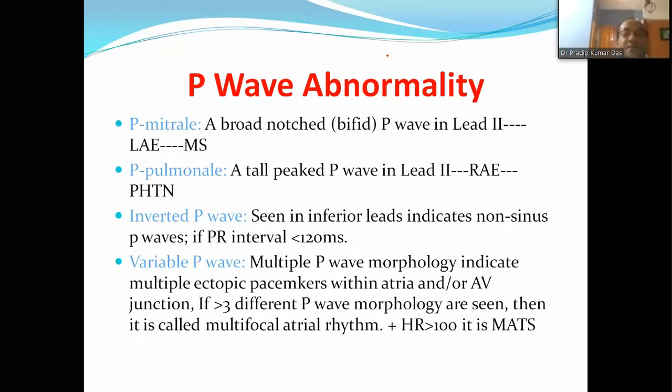Variable P waves, multiple P wave morphologies, indicate multiple active pacemakers within the atria or AV junction. If more than 3 defined P wave morphologies are seen, then it is called multifocal atrial rhythm. Plus, if the heart rate is more than 100, it is called MAT or multifocal atrial tachycardia.